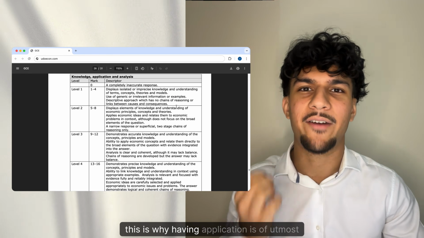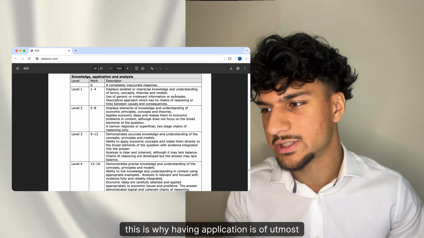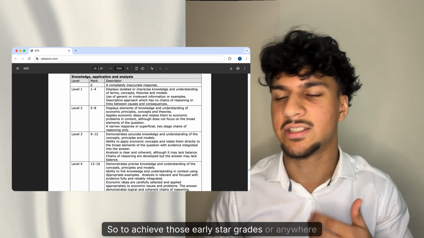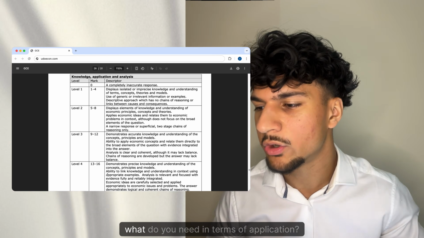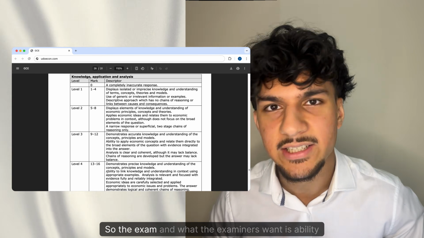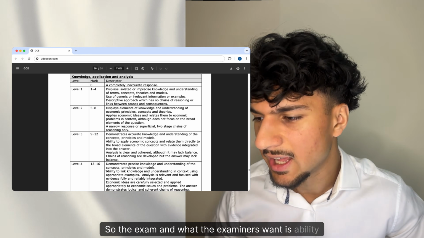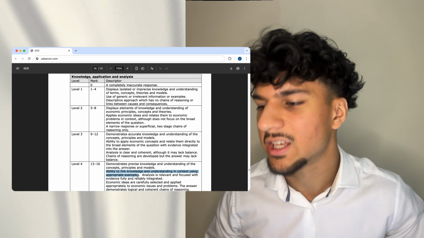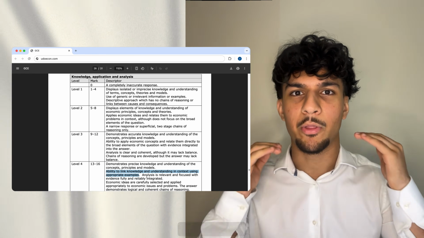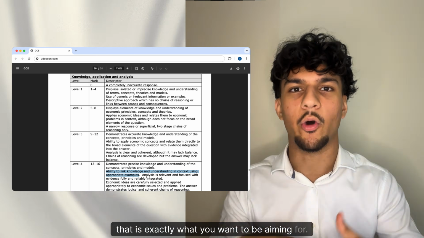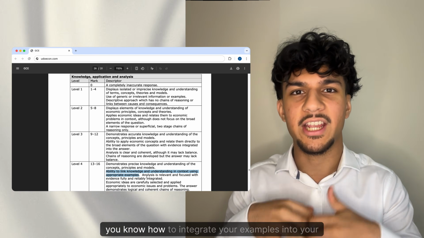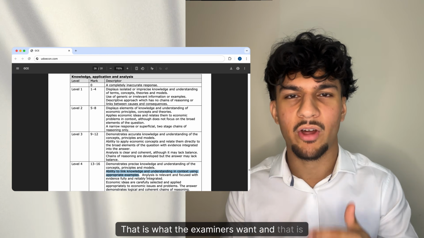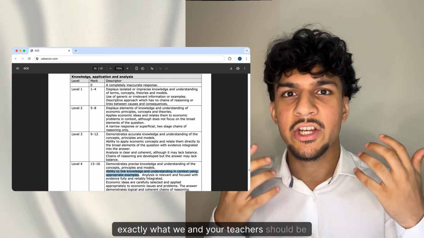And this is why having application is of utmost importance. So let's look at level 4. So to achieve those A and A star grades or anywhere around that, what do you need in terms of application? So what the examiners want is ability to link knowledge and understanding in context using appropriate examples. So that is exactly what you want to be aiming for. So if you know your examples, you know how to integrate your examples into your chain of analysis, that is what the examiners want. And that is exactly what we and your teachers should be advising.